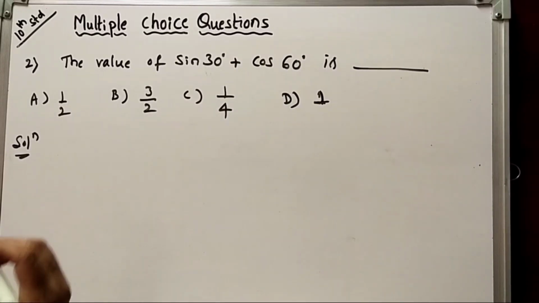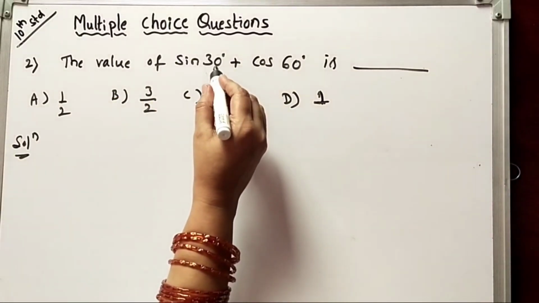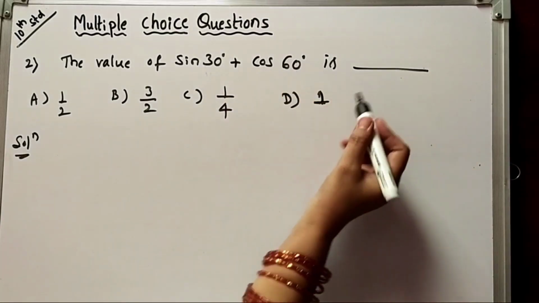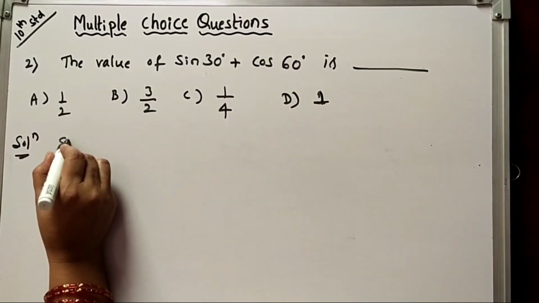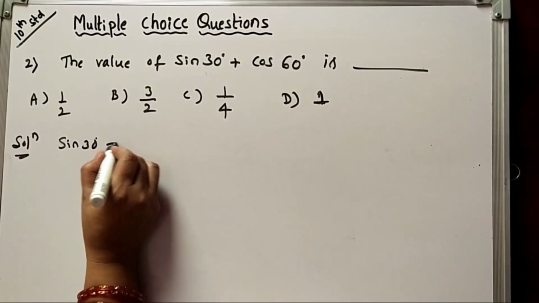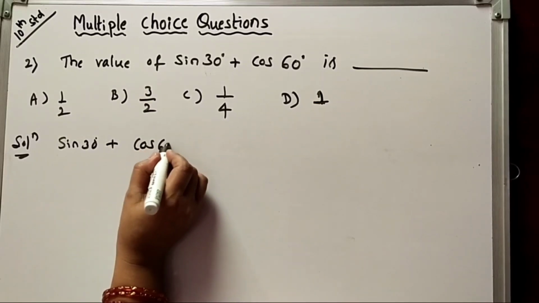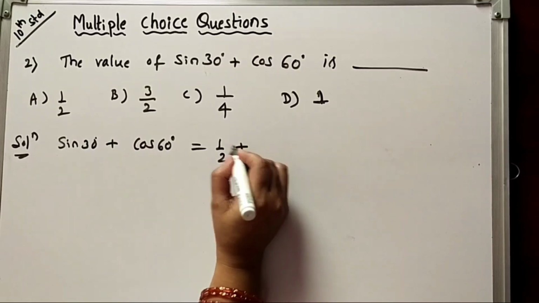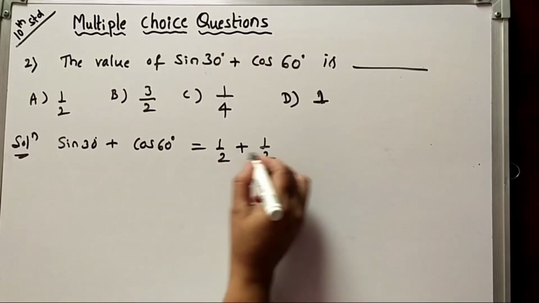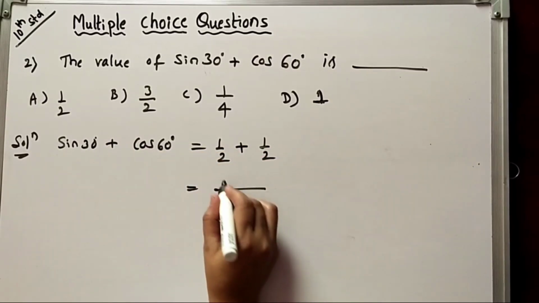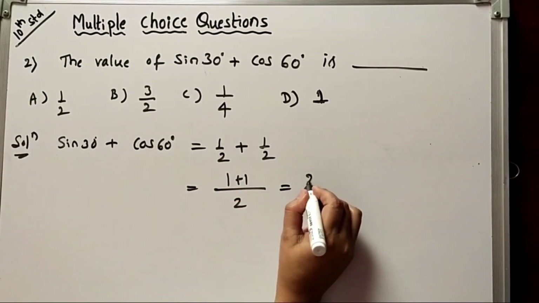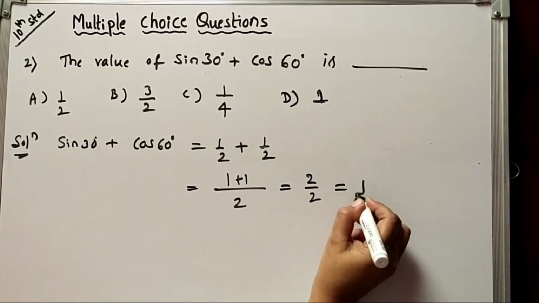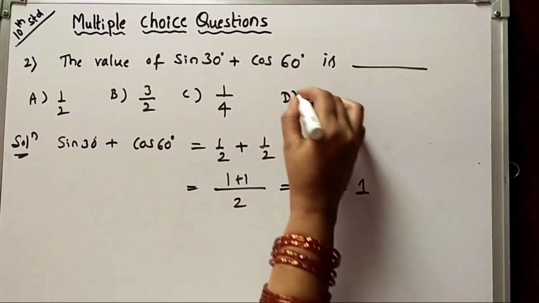Question number 2. The value of sin 30 plus cos 60 is... So sin 30 degree plus cos 60 degree. The value of sin 30 is 1 by 2, and again the cos 60 is also 1 by 2. Is equal to, taking LCM, 1 plus 1, that is 2 by 2, is 1. So option D.